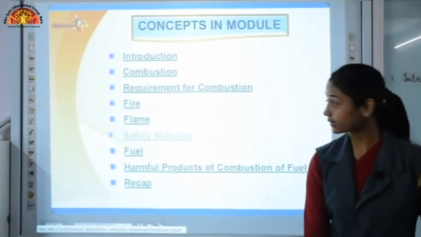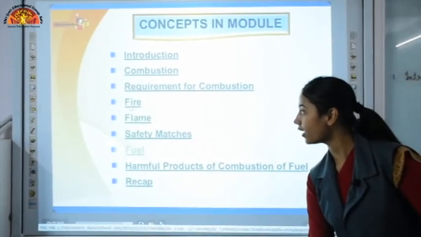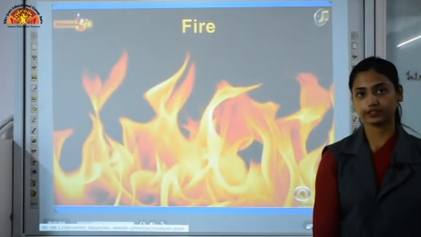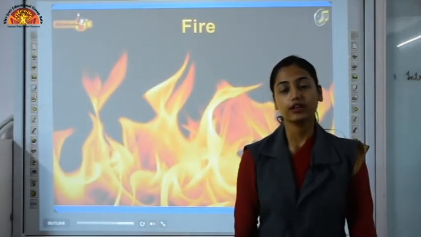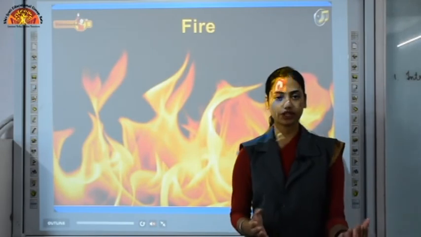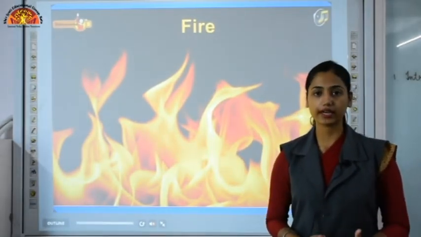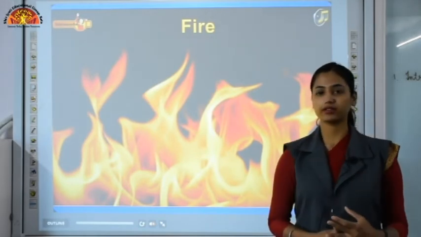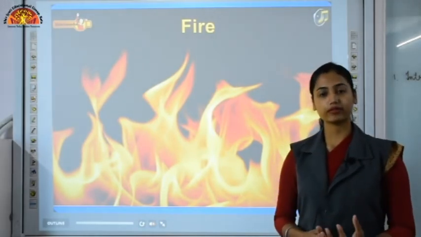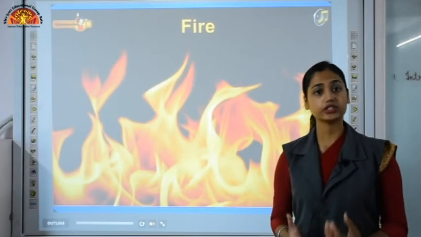Our next topic is fire, how to control fire. Why is fire important? Because it gives us a source of light. It helps us in cooking, and it is also used as a fuel, like when we burn wood we get energy out of it.